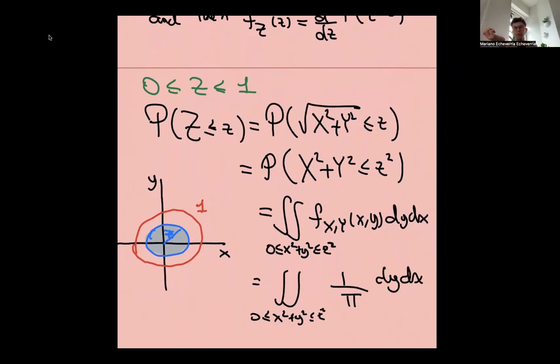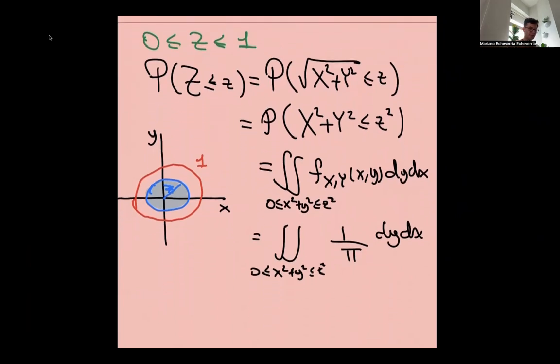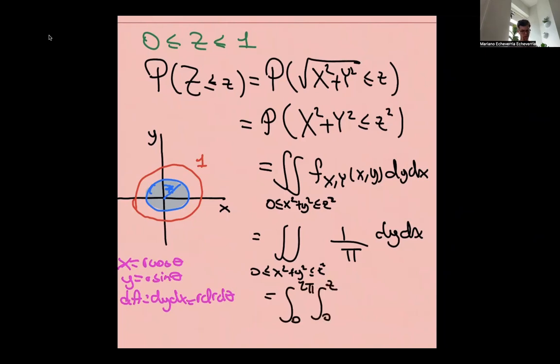To compute this double integral, obviously we should switch to polar coordinates. Is that making sense? I don't know if you remember, in polar, x equals r cosine of theta, and y equals r sine of theta, and dA, which was dy dx, becomes r dr d theta. So this is the integral from 0 to 2 pi, from 0 to z, of 1 over pi r dr d theta.